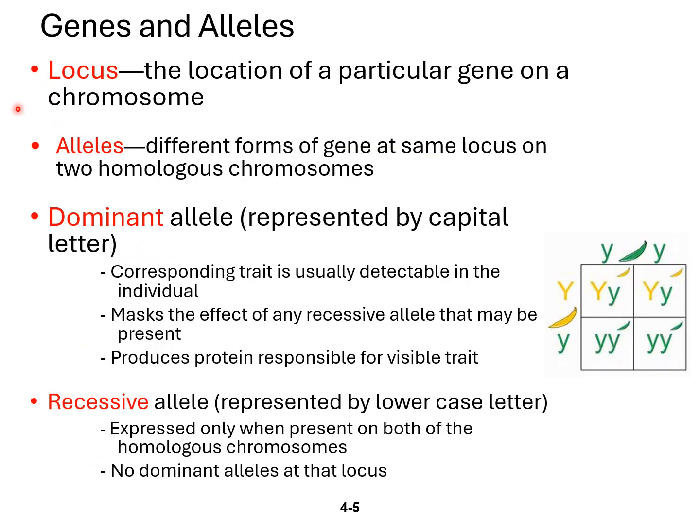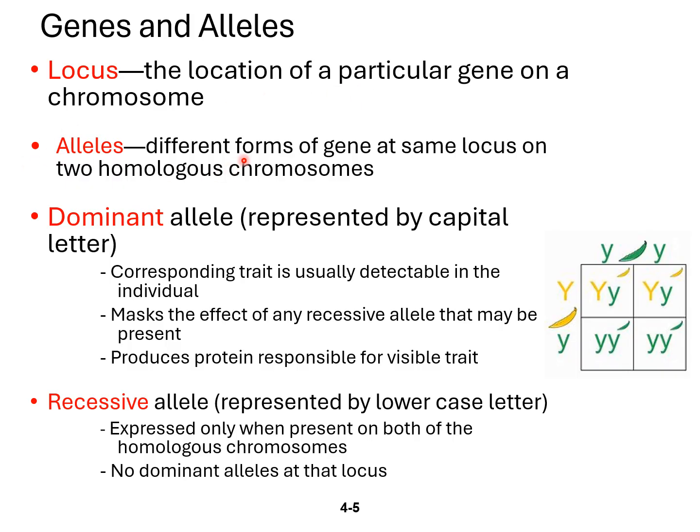You have other terms. What's a locus? A locus is the location of a particular gene on the chromosome. So you saw those big X's with the karyotypes. There's one specific spot on those X's for one particular gene. You have about 20,000 genes. So there is a lot of information in there, but one locus is going to code for one particular gene.